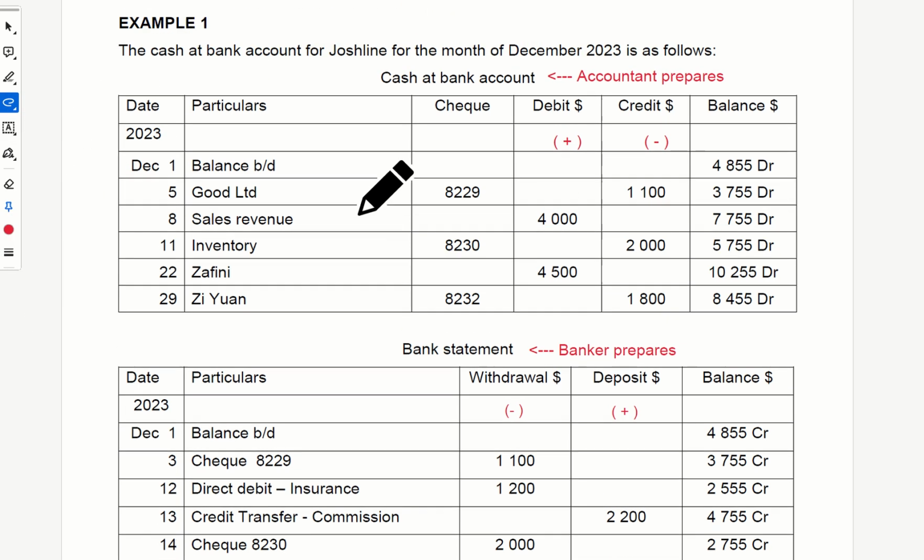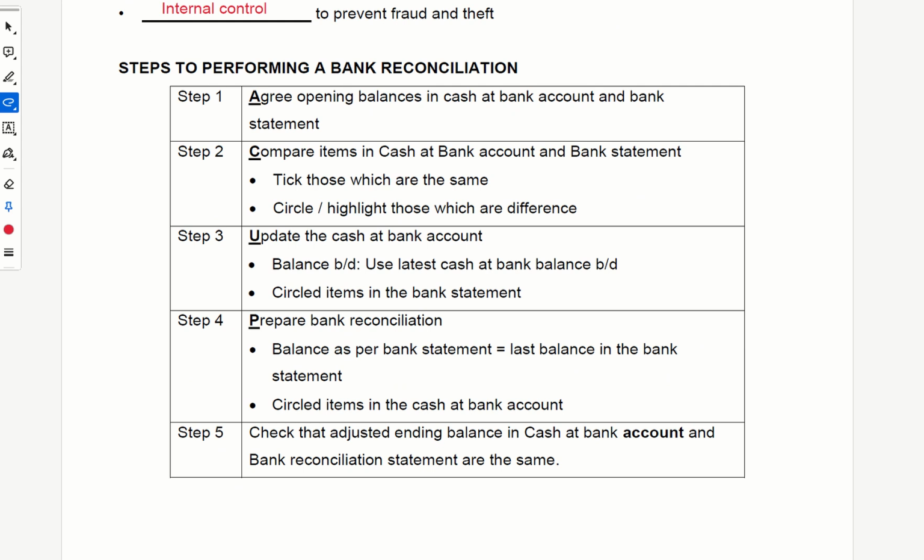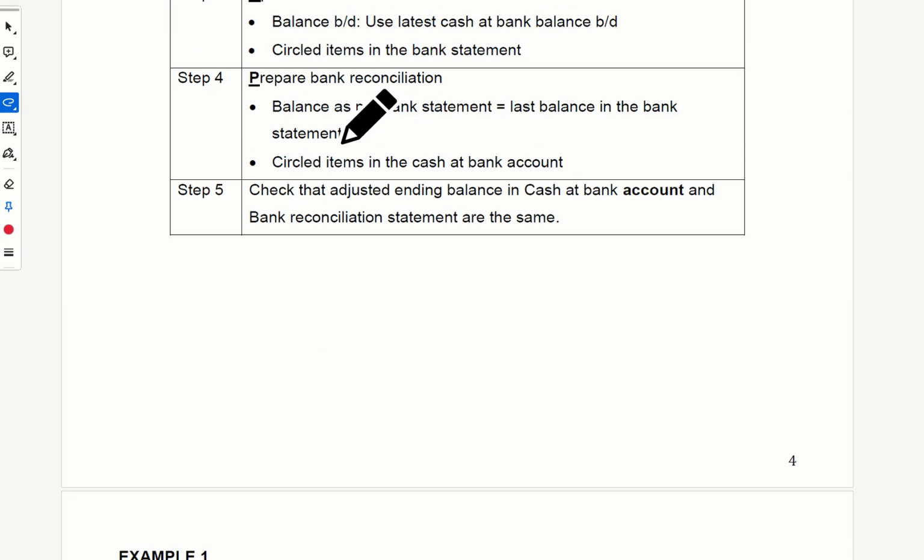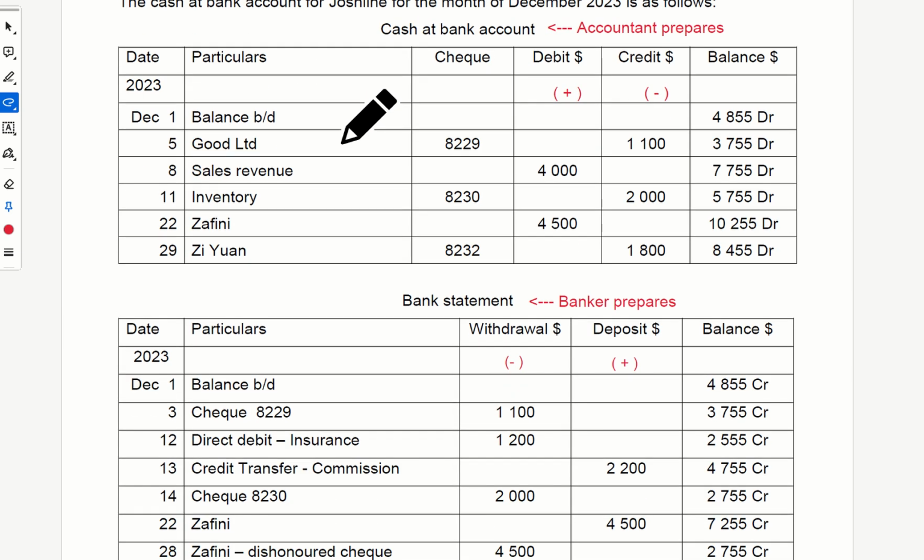All right, so let's start. The first thing you have to do is step 1. You will have to agree opening balances. What does agree opening balances mean? It means that you have to check that the two balance brought downs are the same. Why? Because you're trying to see why there is an ending difference. And if the opening balance is already different, how can the ending ever be the same? It's not going to be fair. It's like you're running a race. Everybody must start on the same starting line. If not, people are definitely going to end up differently.